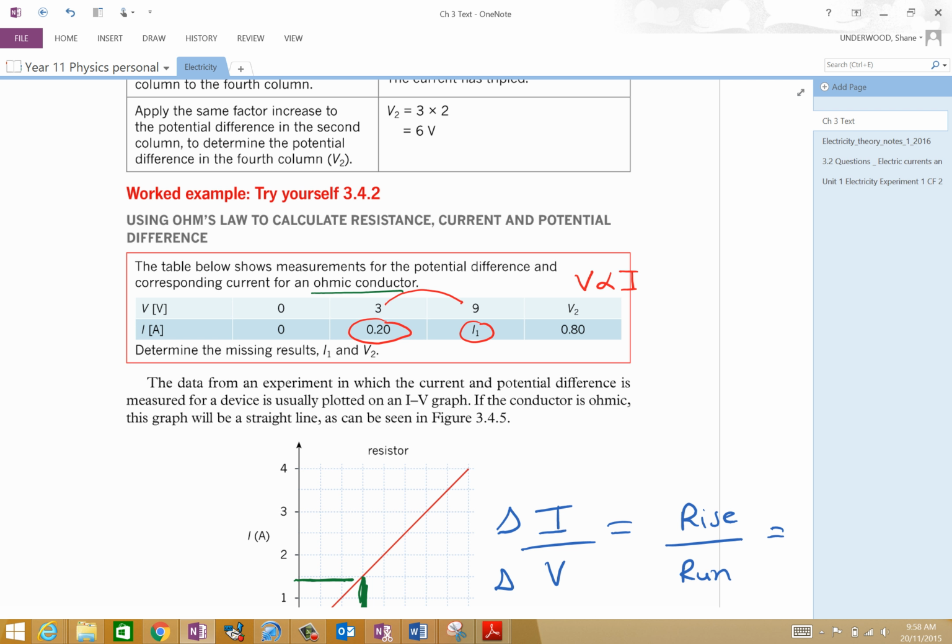9 divided by 3 is 3, so we know that it's going to be 3 times larger than the voltage at 3. So that's going to be 0.6 amps. What about this one here? I've got 0.8 compared to 0.2. That's 4 times larger, isn't it? So V2 is going to be 4 times larger than the voltage here, which is going to be equal to 12 volts. Does that make sense? I hope so.